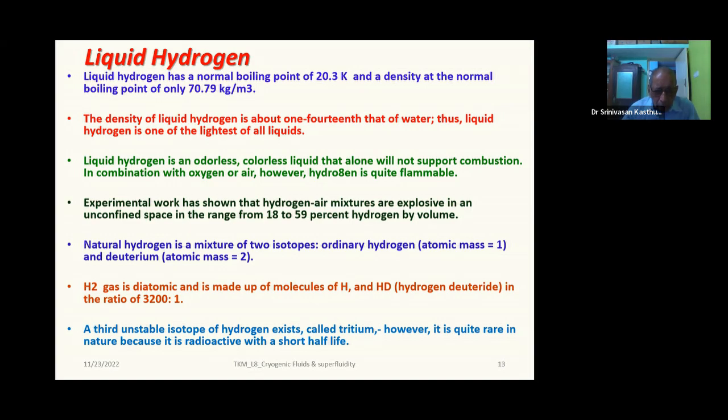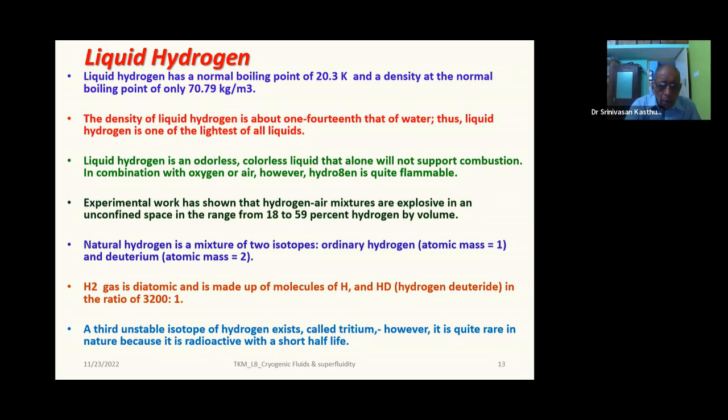The third unstable isotope of hydrogen also exists. It's called tritium, that is 1 proton and 2 neutron system. That's called tritium. However, it's very rare because it's radioactive, and it has a very short half-life. Okay, so normally people prepare it in radioactive experiments, for further experiments or analysis and so on, right?